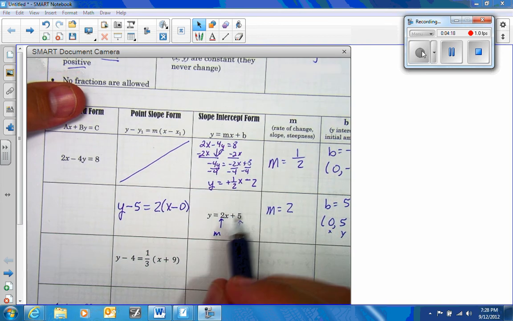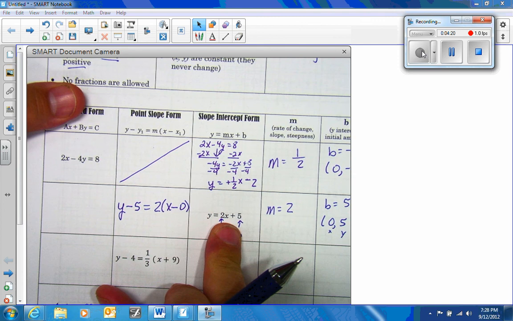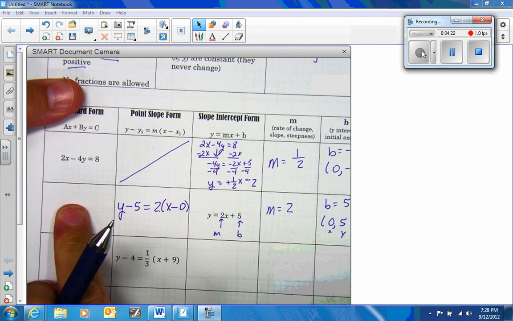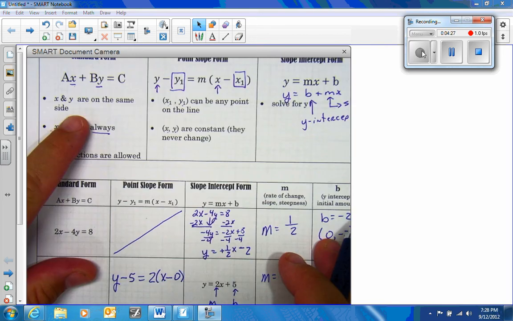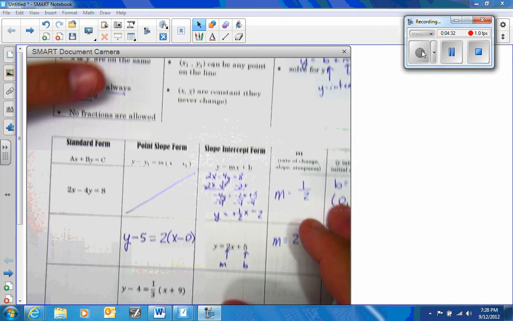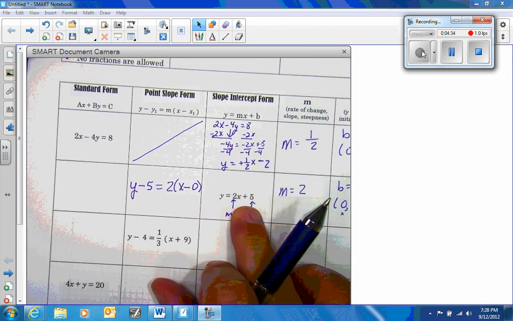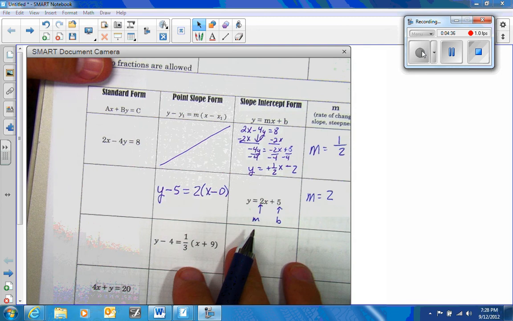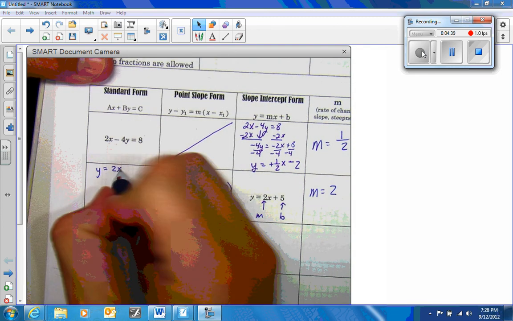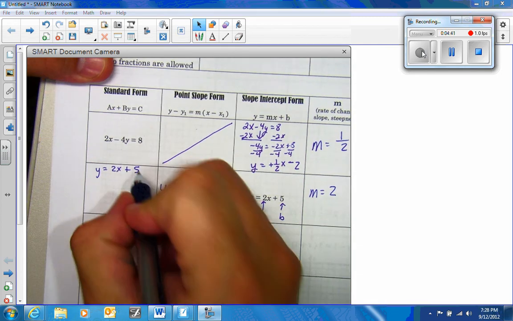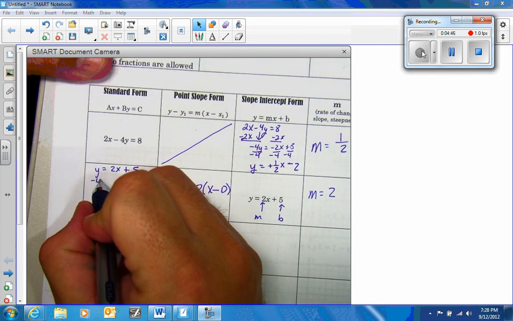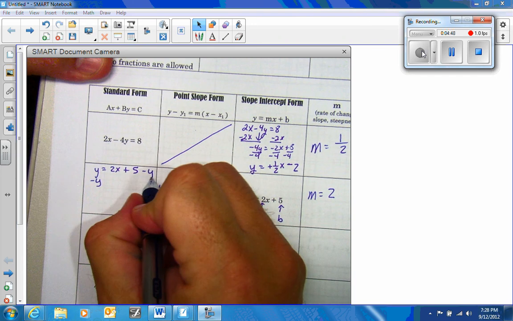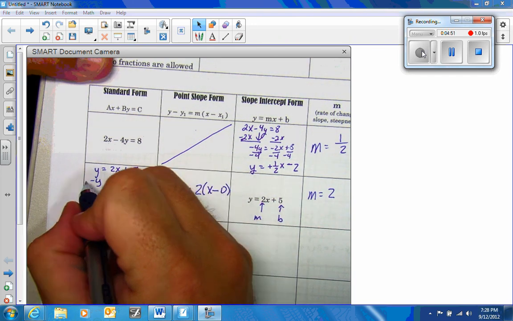Now, what I'm going to do is transform this into standard form. Now notice, remember the rules. X and y have to be on the same side. X is always positive, and no fractions are allowed. Well, the good thing is there are no fractions. So I'm going to take this equation, y equals 2x plus 5. Since x is already positive, I'm simply going to switch. I'm going to bring the y over here, and I'm going to subtract the 5 and bring it over here.